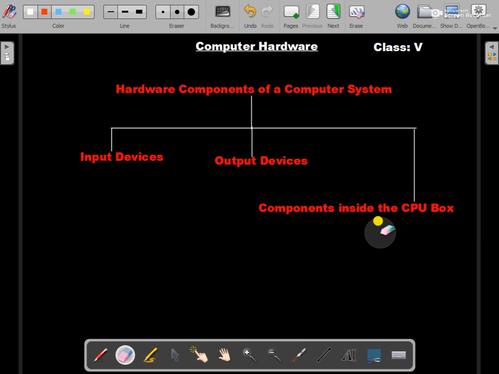In our first explanation video, I discussed the hardware components of computer systems, and our first topic was input devices. Today, I am going to discuss output devices.